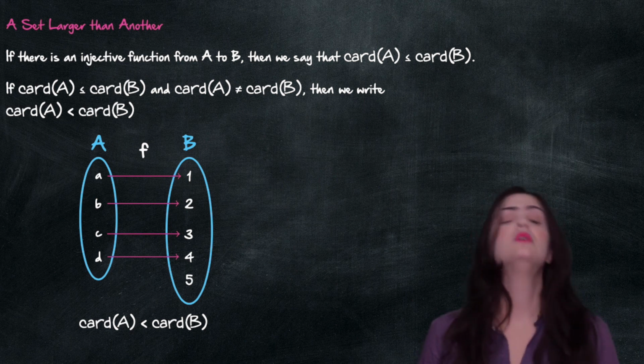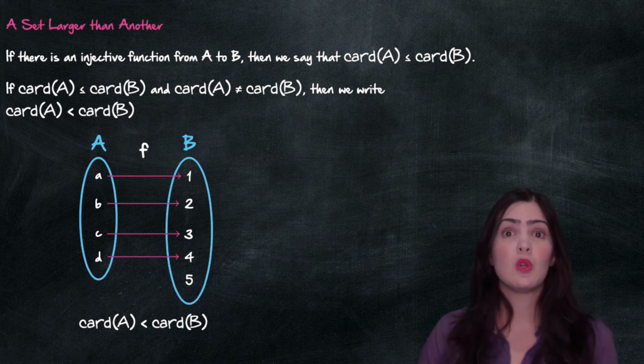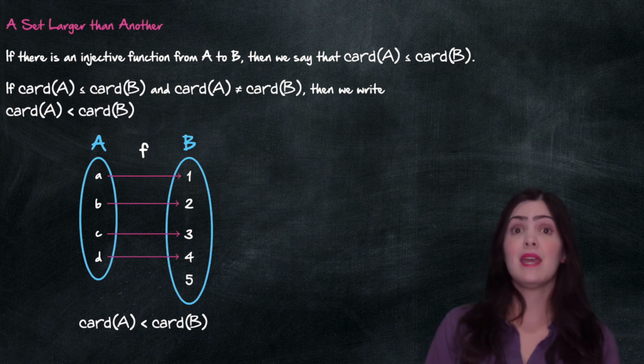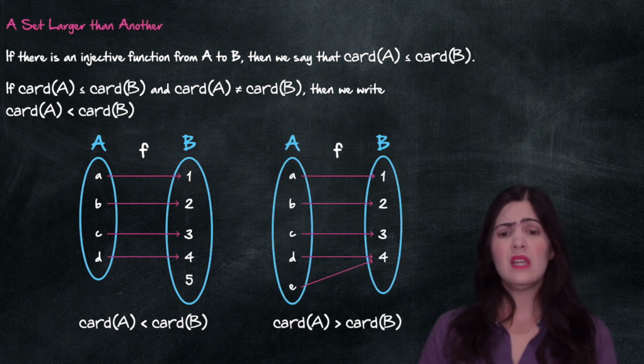But it would be impossible to find a bijection between these two sets. So in this case, we say that the cardinality of A is strictly less than the cardinality of B.